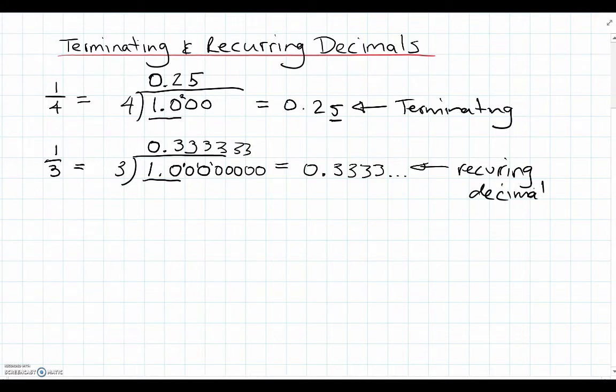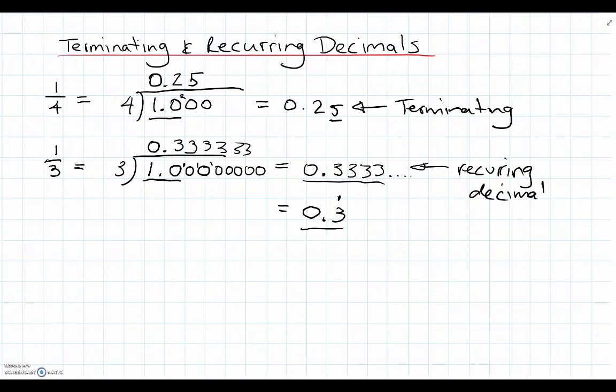Now, we don't want to have to keep writing this out every single time, so the way we write a recurring decimal is we go to the first number that's being repeated, in this case it's the 3, and we put a little dot above it. So this is exactly the same. This 0.3 with a little dot above it is the same as this 0.33333 with the 3 dots after it. So that's the difference between a terminating decimal and a recurring decimal.